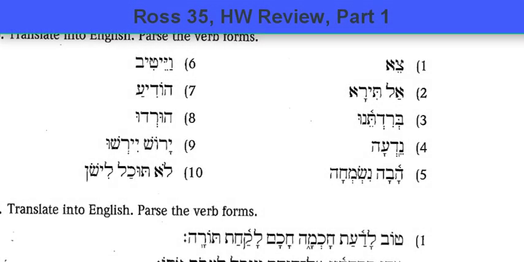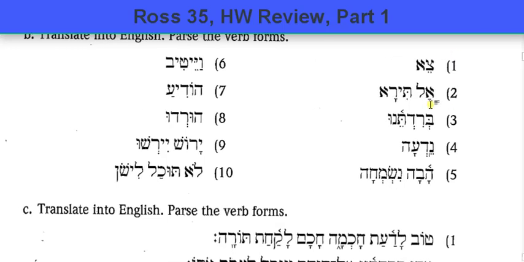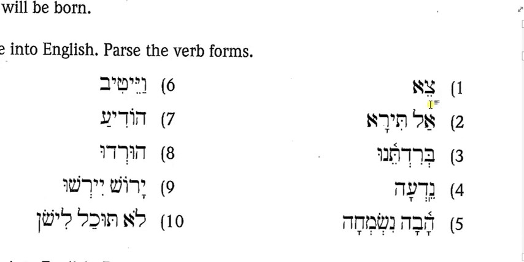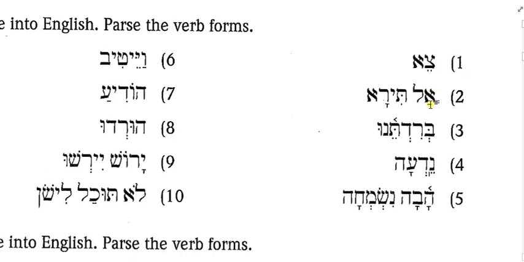So chapter 35, one vav and one yod verbs. Here we'll work on the parsing. So are there any particular ones you want to look at together? Questions you have?